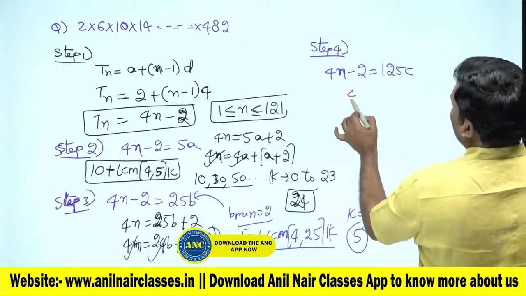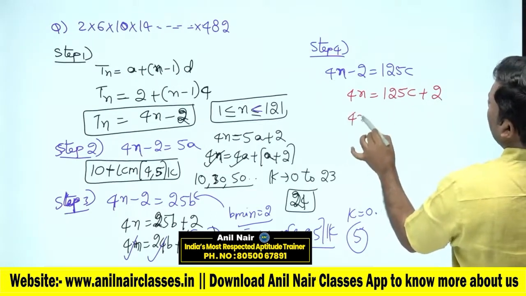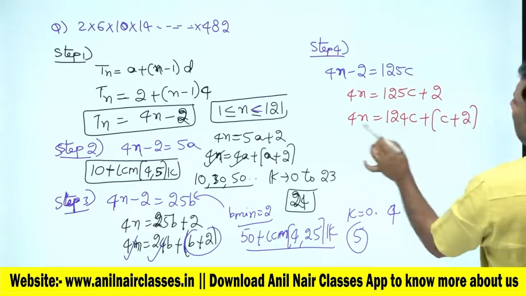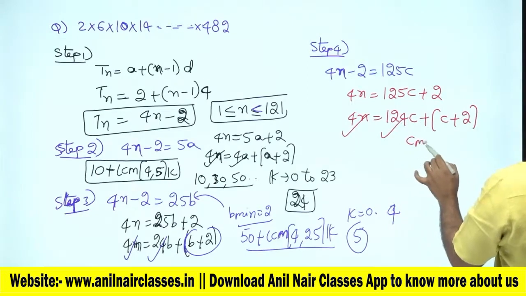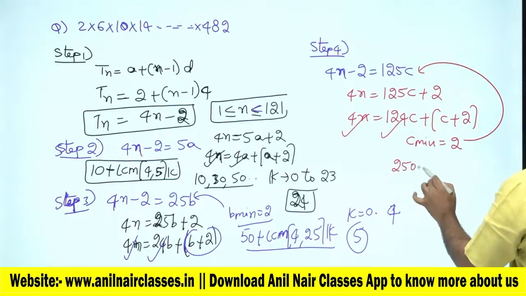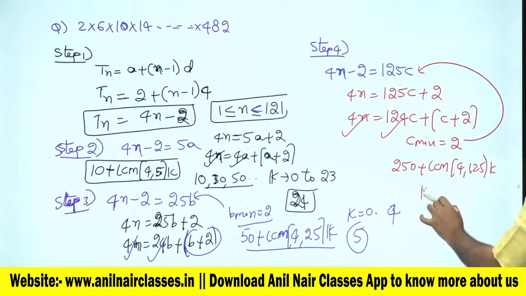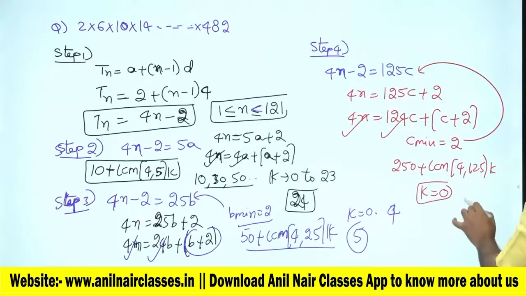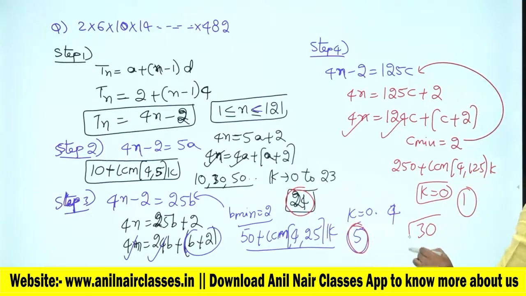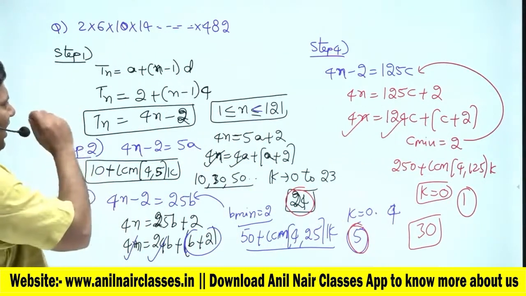That's all. 4n equivalent to 125c plus 2. 4n equivalent to 124c plus c plus 2. 4n is a multiple of 4. C minimum will be 2. If c minimum is 2, this will be 250 plus LCM of 4 comma 125 into k. So k can take only 0, which is 250. So here 1 value, here 5 values, here 24 values. What is the number of trailing zeros for this question? Answer is 30. Very, very good question.